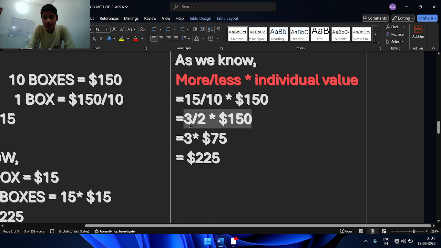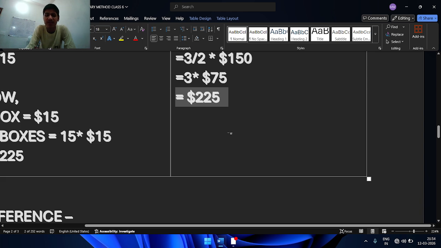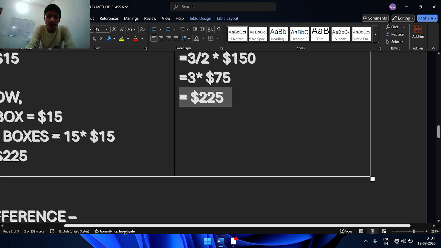So 5 times 3 is 15 and 5 multiplied by 2 will be 10. So 3 by 2 into $150. Now 2 you will divide with $150, so it will be 3 into $75, then that will be equal to $225.